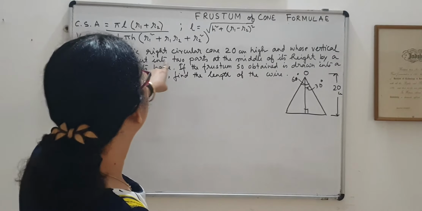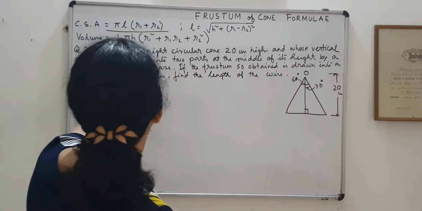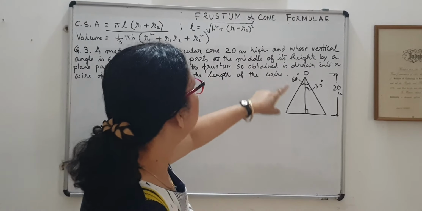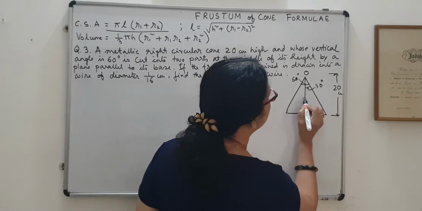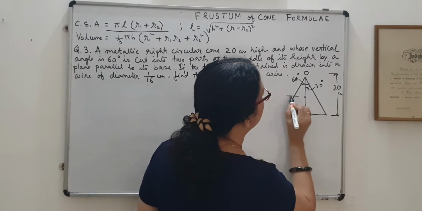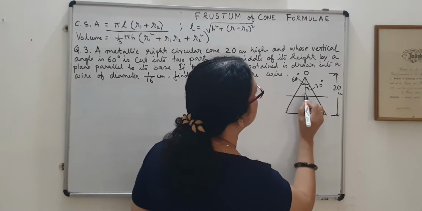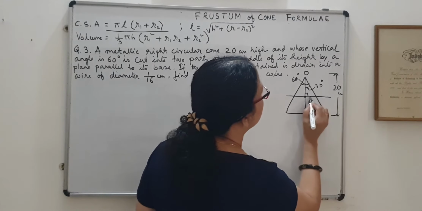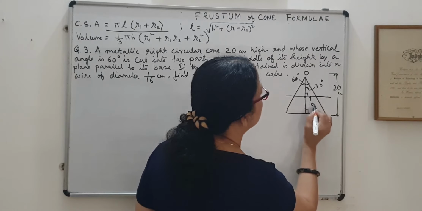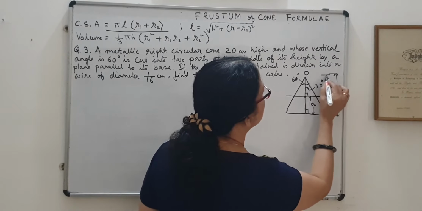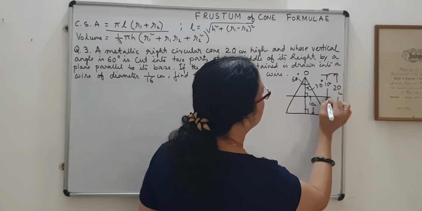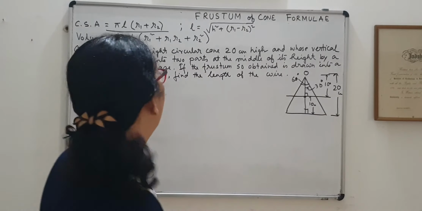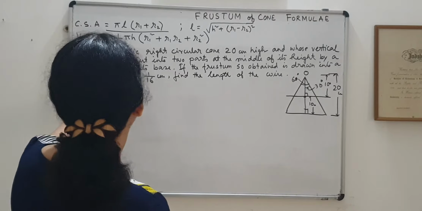So what is it then? This cone is cut into two parts at the middle of its height. At the middle means here, this is the midpoint. So with a horizontal plane, it is cut here. This is 90 degree. So this one is 10 centimeter and this one is also 10 centimeter. So it is at the middle, by a plane parallel to the base.